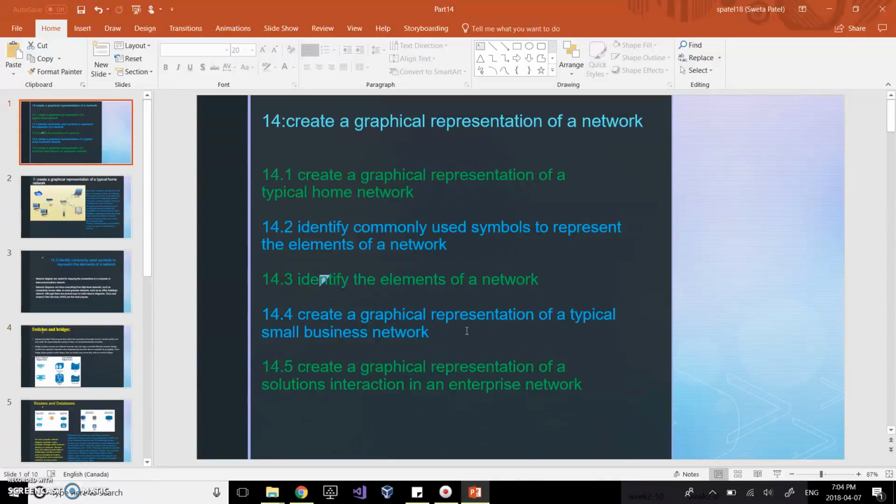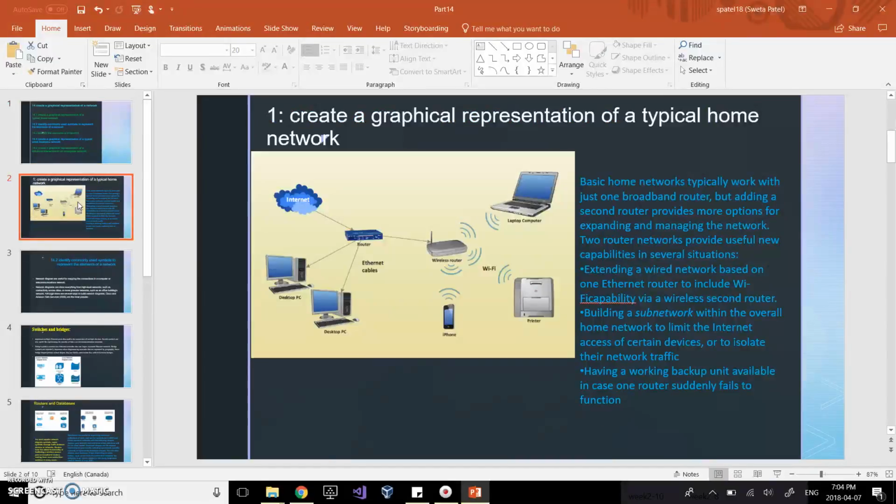This is video number 14 where I'm going to talk about graphical representation of a network at home or a small business, and I'm also going to identify elements which are used in creating those graphical representations.